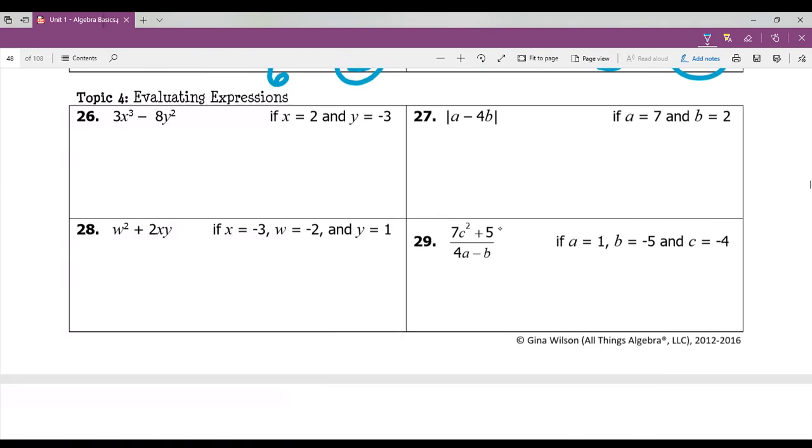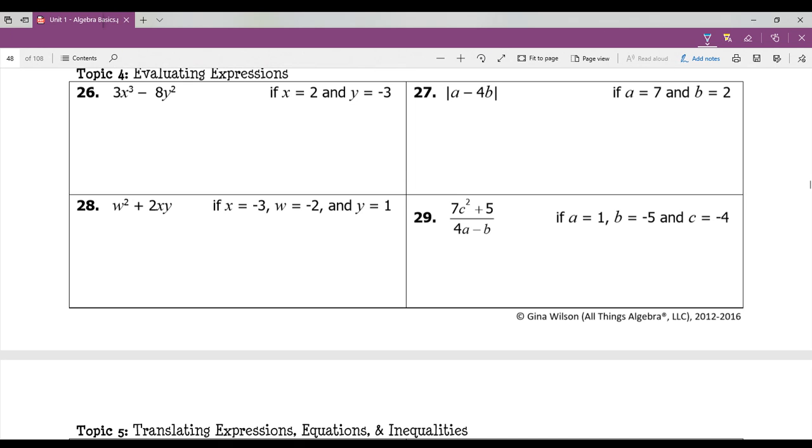Okay. Evaluating expressions. I like these personally. I think they're fun. But then again, I'm a nerd.